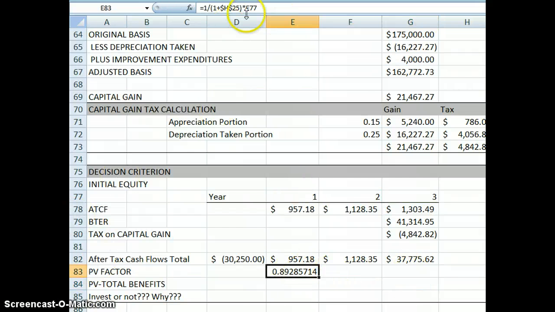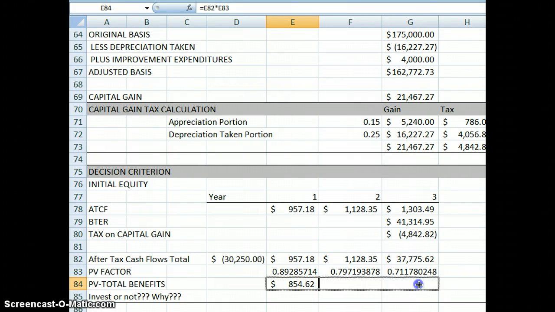Alright, I did make a mistake. It's not multiply, it's to the power of that number. That's why I was getting the wrong number there. So there we go. And then the present value is going to be that number multiplied by our present value factor. And that we can just drag across, and then get a total in the end there.